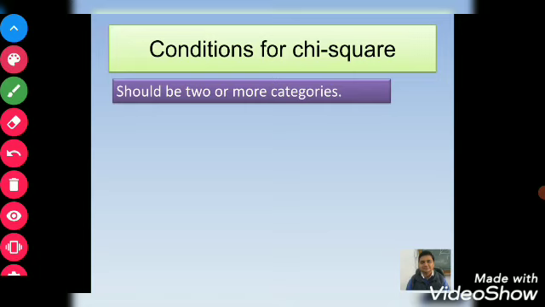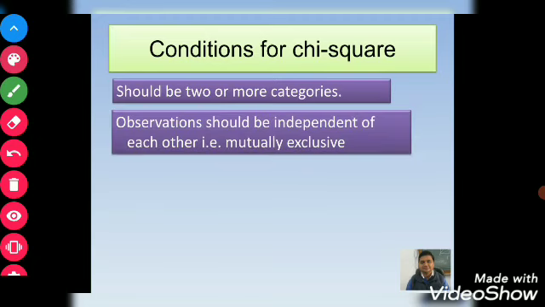So it should have two or more categories. Then observations should be independent of each other. So there should not be any relation with the observation. That is, they should be mutually exclusive. Observations should be mutually exclusive, that we have already discussed.